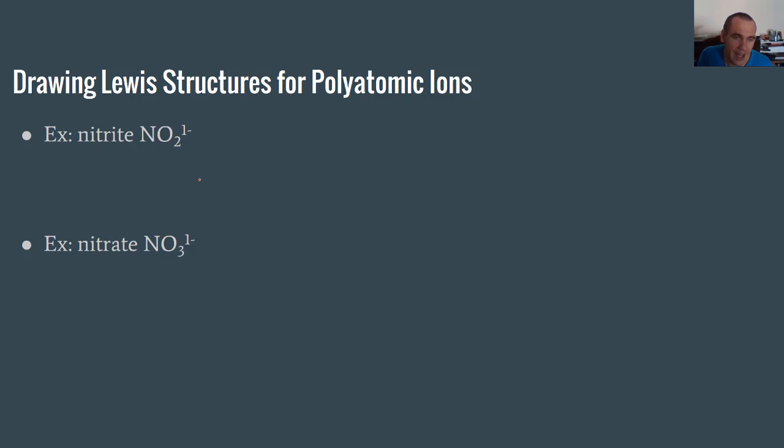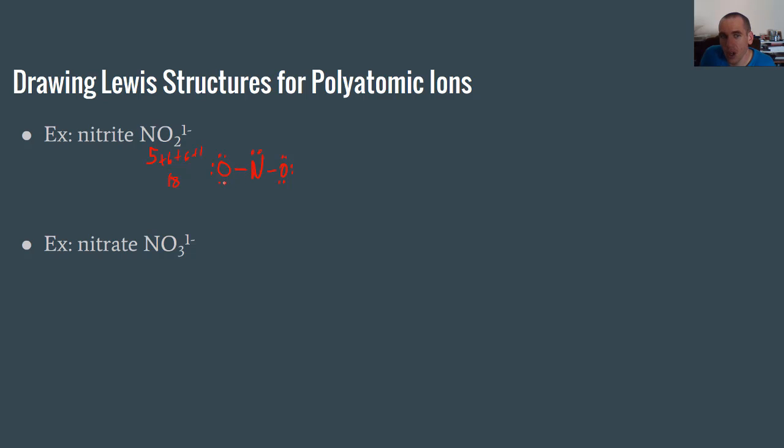A couple more examples. NO2 1-, nitrite. So nitrogen, oxygen, oxygen. And then we have 5 plus 6 plus 6 plus 1 for our 1 extra electron, which is 18 valence electrons. So we'll start 2, 4, 6, 8, 10, 12, 14, 16, 18 valence electrons. Okay, well, if we look at that, oxygen's obeying the octet rule. Oxygen's obeying the octet rule, but nitrogen is not obeying the octet rule.